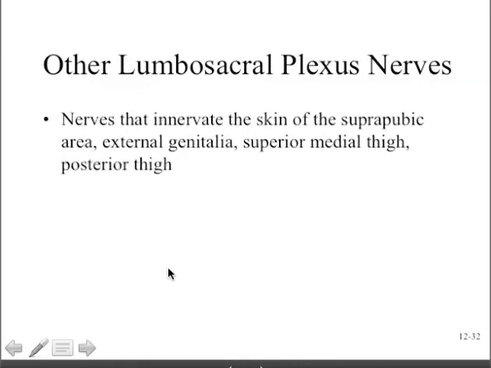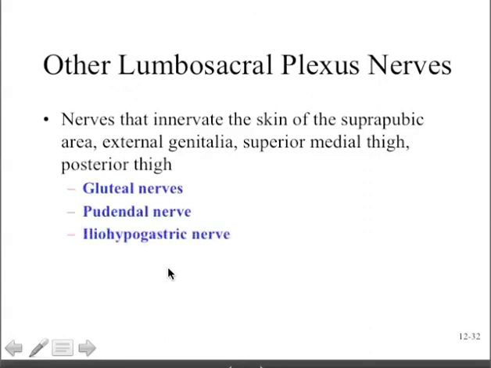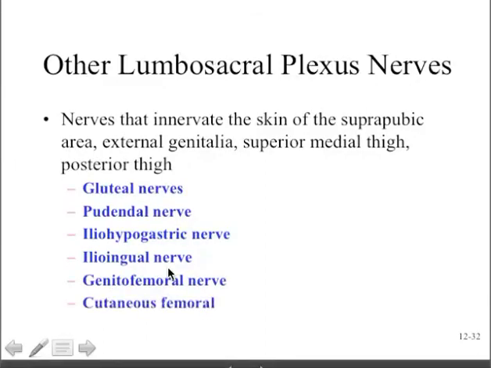Other lumbosacral plexus nerves are those that innervate the skin of the suprapubic area, the external genitalia, the superior medial thigh, and the posterior thigh. And these include the gluteal nerves, the pudendal nerves, the iliohypogastric nerve, the ilioinguinal nerve, and the genitofemoral, and then finally the cutaneous femoral. And again, you can get a pretty basic idea where these nerves run if you pick the names apart. The gluteal nerve obviously going to run near the buttock.